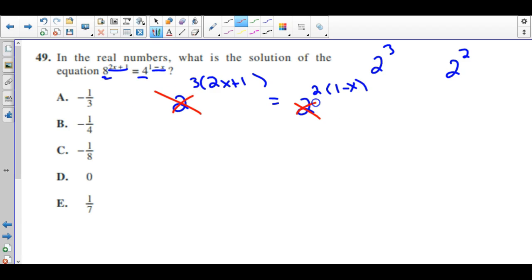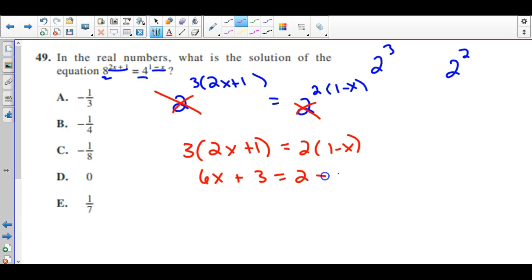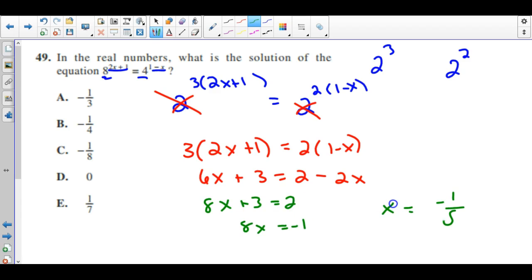And since my bases are the same, I can take these two expressions and just set them equal to each other. So it becomes an equation that you can solve for x. This is going to give me 6x plus 3 equals 2 minus 2x. I'm going to add my 2x to both sides and get 8x plus 3 equals 2. Subtract 3 on both sides, and then divide. So x is going to come out to negative 1 over 8, and that is C.